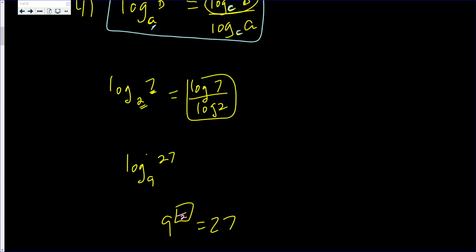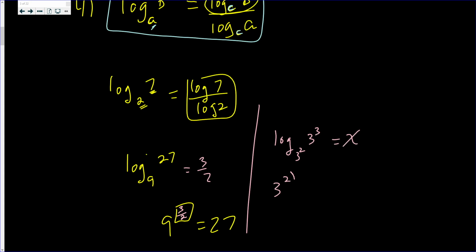So far that equals 3. And if you cube it, you'll get 27. So this is 3 over 2. But you may argue that that's hard. Okay, fine. Think of the base as 3 squared, and think of the 27 as 3 cubed. And this is x. So you have 3 squared raised to the x is 3 cubed. The left side is 3 to the 2x, and that equals 3 cubed.